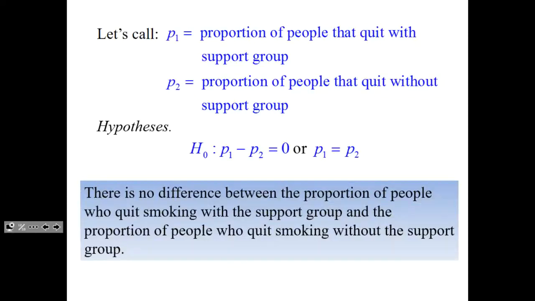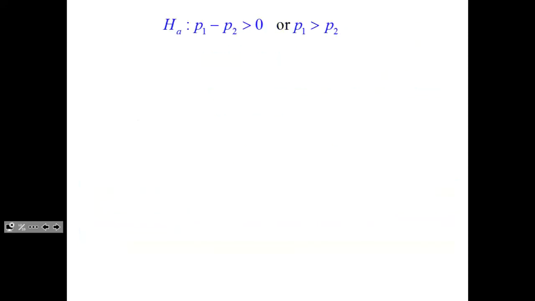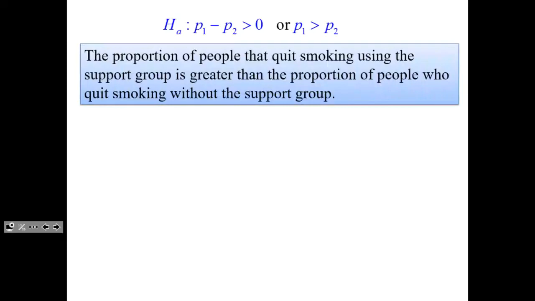There is no difference between the proportion of people who quit smoking with the support group and the proportion of people who quit smoking without the support group. My alternative hypothesis is that there is a difference, and specifically, we were saying the support group was better. So P1 should be bigger than P2, so P1 minus P2 must be greater than 0. And in words.